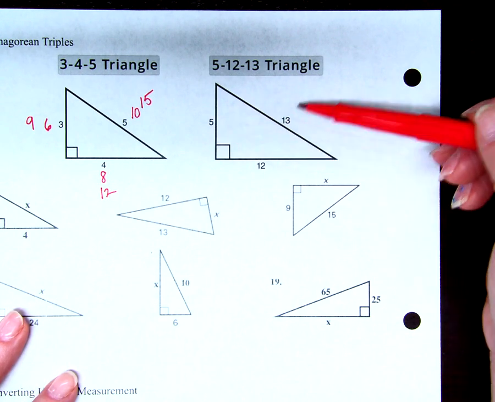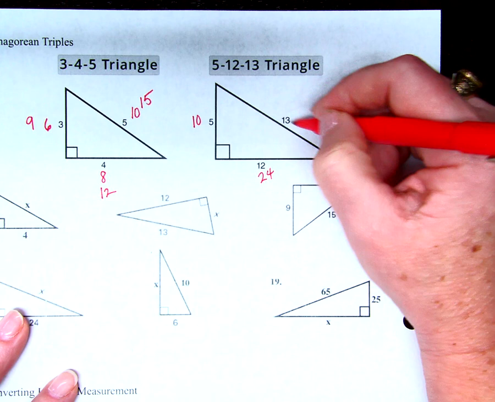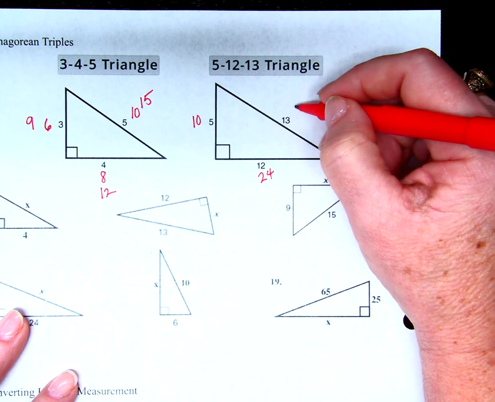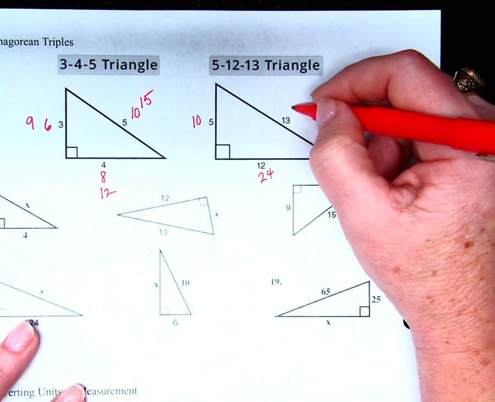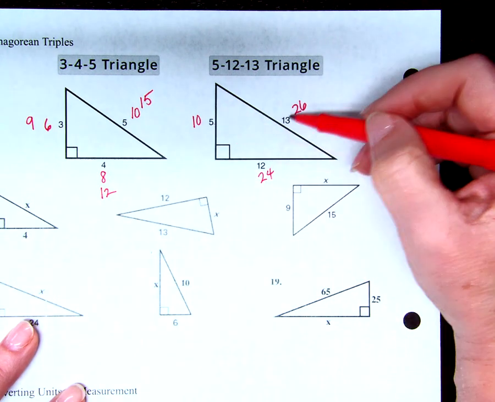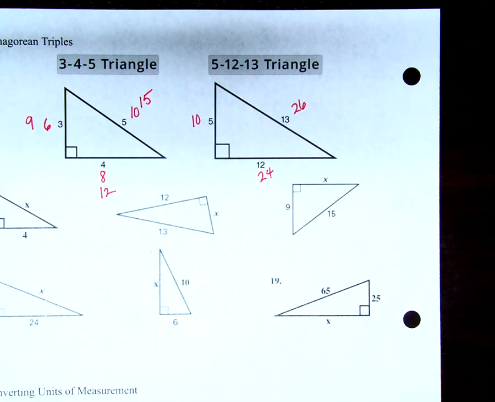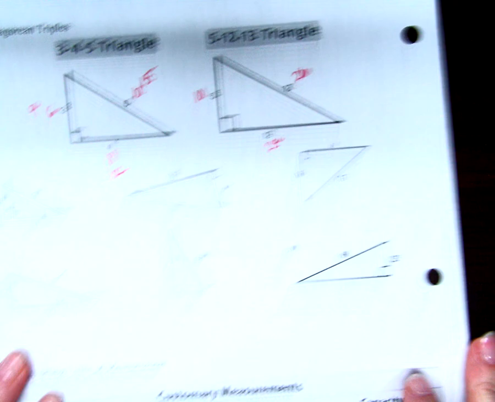It wasn't 5, 12, and 13, though. What it said was 10 and 24, and it wanted to know something about this side. Well, what do you know that side is now? 26, right? Because that's doubled and that's doubled, so this would just need to be doubled. Does that make sense? Do you see how that could make things faster for you if you knew the Pythagorean triples? Yeah? So do a couple problems with me.